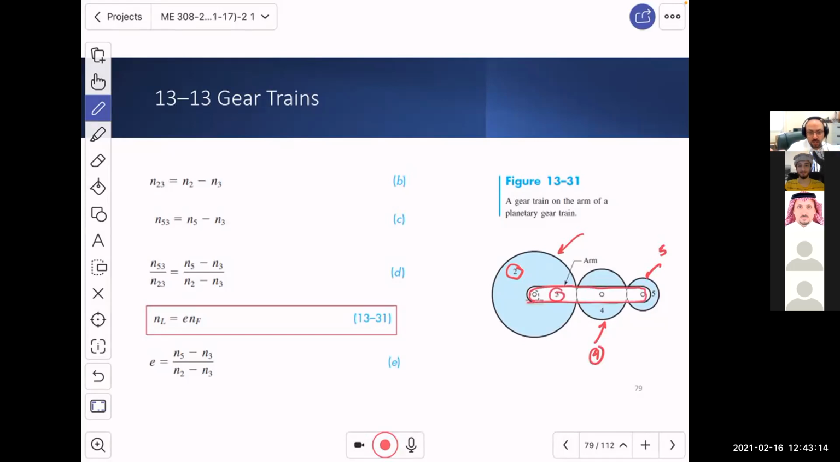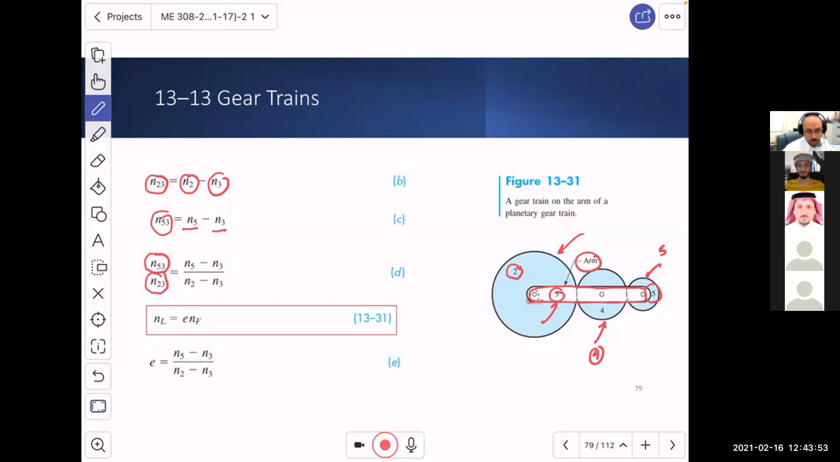Then if we measure the relative velocity of gear number 2 with respect to the arm, this is the relative RPM. Then it is equal to the RPM of the gear minus the RPM of the arm. If we do the same between 5 and 3, which is the arm, we will get N5 minus N3. And now if we take the ratio, we will end up with N5,3 over N2,3.